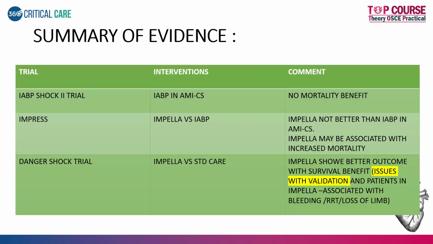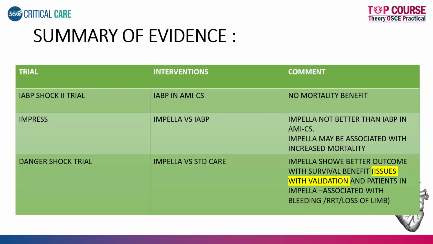So, summary of evidence when we think about mechanical circulatory devices: the IABP Shock 2 trial did not show any mortality benefit. The IMPRESS trial compared Impella versus IABP, and what they saw was that Impella may be associated with increased mortality. Again, there was another trial which was recently done, called the Danger Shock trial, which compared Impella versus standard care. They showed better outcomes with Impella, but there were a lot of issues regarding its validation, especially since a lot of patients were started on Impella before PCI itself. So a lot of confounding was seen in these cases.